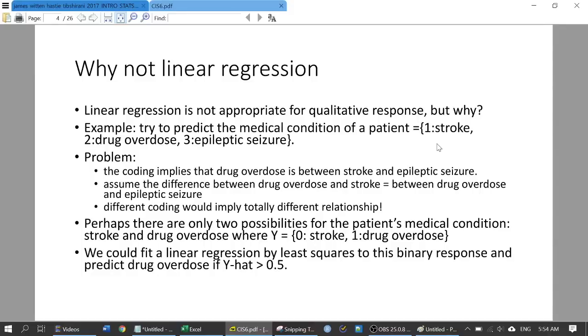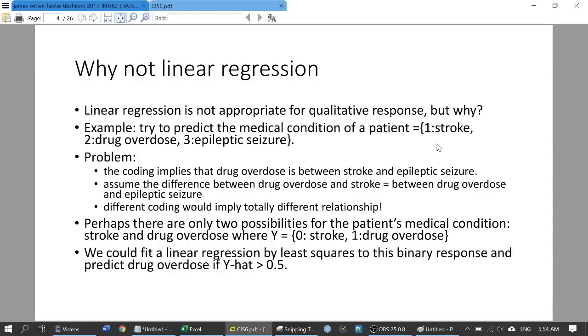So how do you really understand what caused a person to be classified as stroke, what caused it to be classified as drug overdose and epileptic seizure? You can never do so using a linear regression.